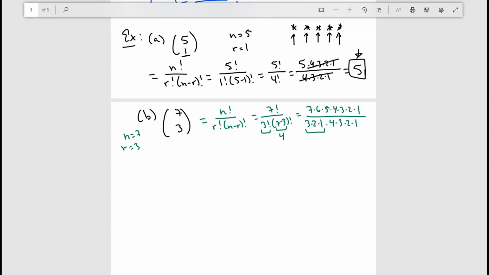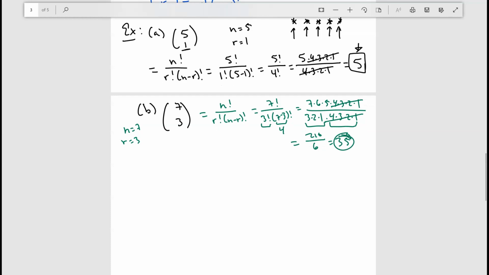Okay, so I have this part, which is 3 factorial. This part is the 4 factorial. The top part is just 7 factorial. Notice that the 4, 3, 2, 1 go away. So I'm left with the top part, which is just going to be 7 times 6 times 5. That's going to give me 210, divided by 3 times 2, which is going to give me 6. So 210 divided by 6 is going to give me 35.